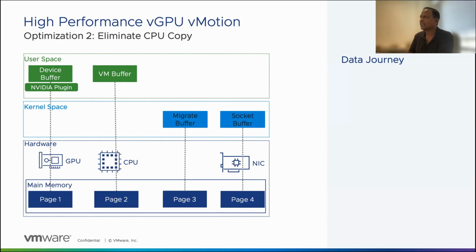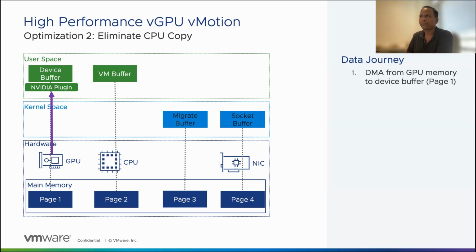And to explain this, let's take a quick look at the data journey. Whenever we need to transfer the vGPU memory, first we have to do a DMA transfer from the GPU memory to the device buffer, which is all owned by the NVIDIA plugin. We have no visibility into what's happening here.